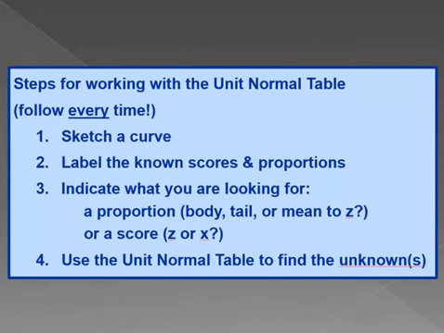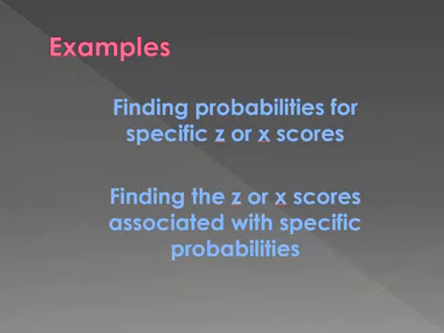So again, sketch the curve, label the known scores and proportions, right? Remember what it is you're looking for. Are you looking for a proportion? If you are, then is it in the body, the tail, or in the mean to z? Sometimes we might be working backwards and trying to plot raw values, which we'll talk about in a little bit. So you just want to make sure that you label everything correctly. And then you use that unit normal table in order to find what the proportion is that fall in the area that you're looking for.